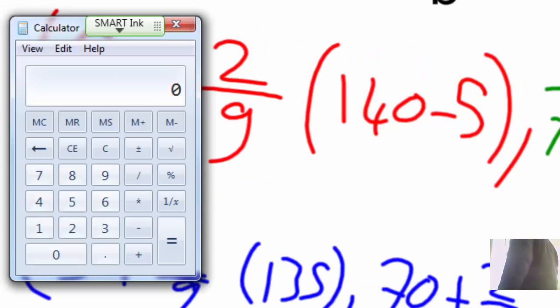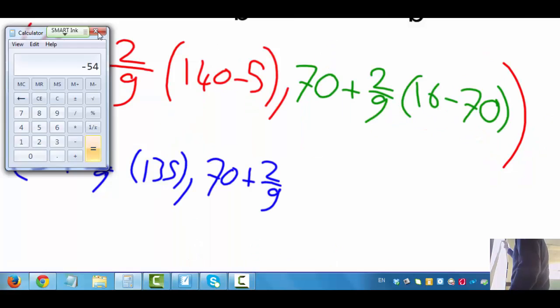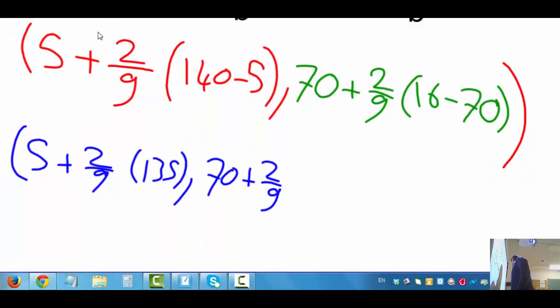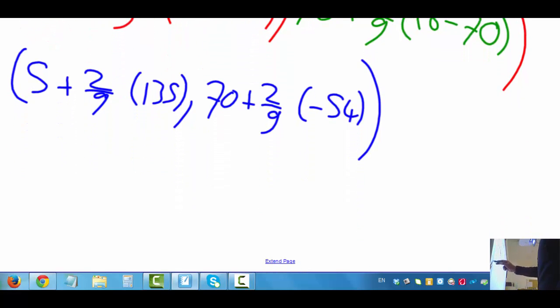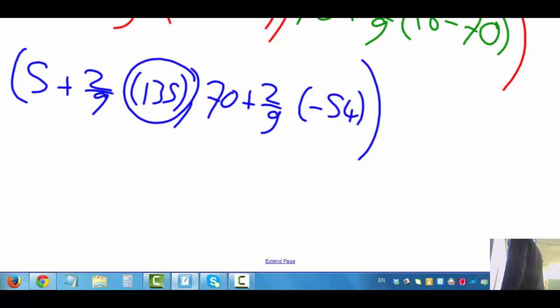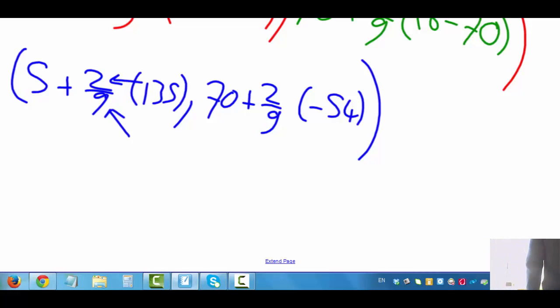Let me use my calculator. 16 minus 70 is negative 54. Don't forget the sign, negative 54. So we're going to write down negative 54 here. Close the big brackets and let's keep working on this. This bracket next to a single number means it has to be multiplied by the number next to it. And then we got the division here. Whatever number you get, you need to divide it by 9. So let me do that.